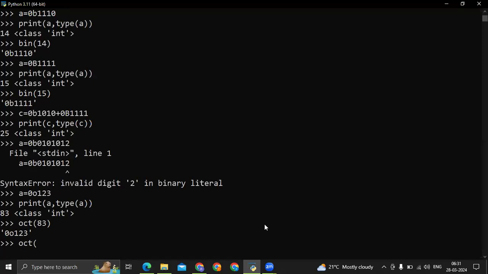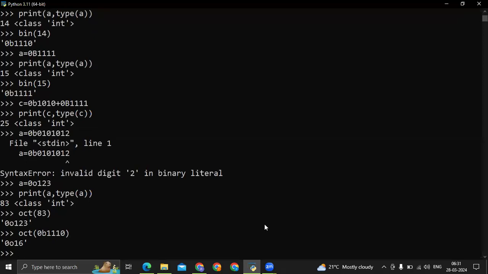Now I'm using 0B. See, 0B1110. That is 0o16.